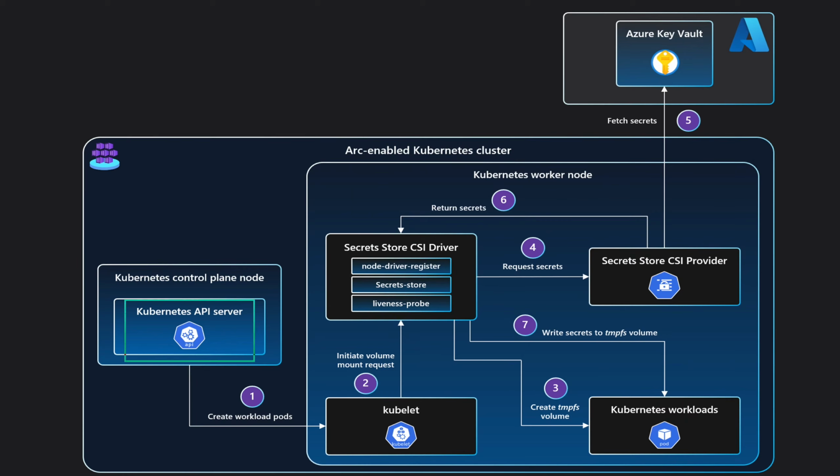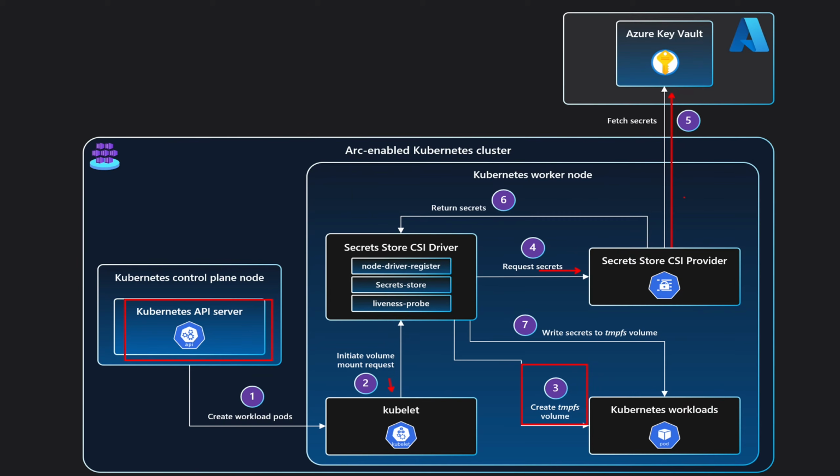So the Kubernetes API server wanted to create a new pod and told the kubelet that it should schedule a new pod on its worker node. Then the kubelet checks the secret store CSI provider, and this provider creates a temporary volume and attaches it to the pod. And at the same time it requests the secret from the secret store CSI provider, and this CSI provider is our extension. This means our extension fetches the secrets from the Azure Key Vault.